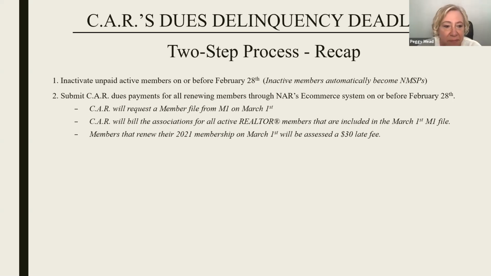All right, perfect. So that was actually the end of my presentation for the dues delinquency deadline. Again, the dues delinquency deadline is really just a simple two-step process. We're just asking the associations to, number one, inactivate unpaid members on or before February 28th. And step number two, which is to submit all payments to C.A.R. on or before February 28th.